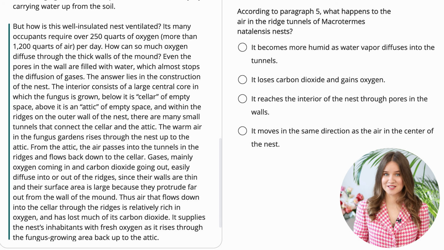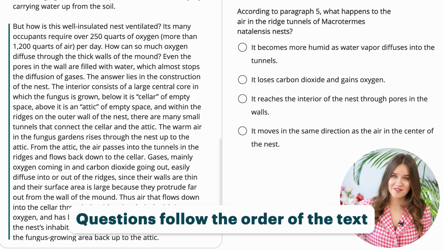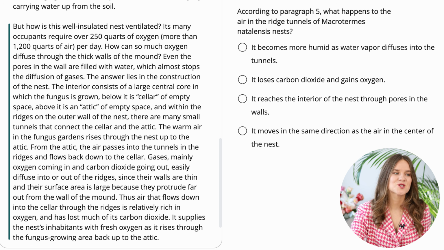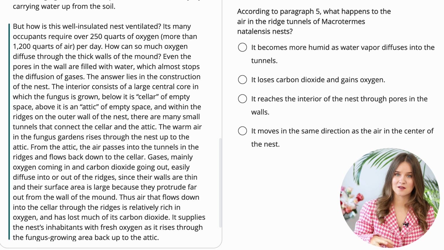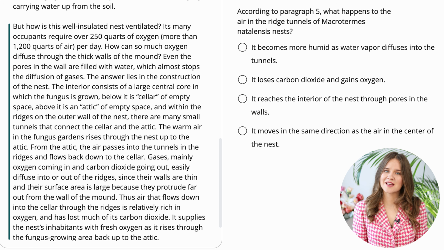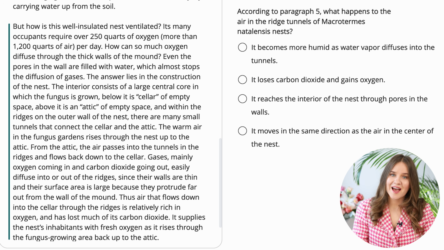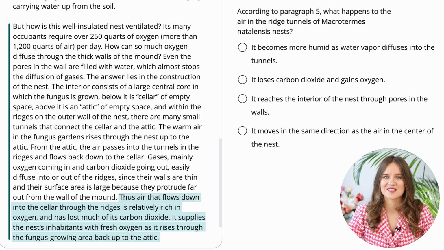On the TOEFL reading section, questions follow the order of the text. That means if you found the answer to the last question in a certain sentence, the next answer will come after that, not before. So in this case, we only need to read a small section, just the part of the paragraph that comes after the sentence from the last question. That gives us just 2 short sentences to focus on.